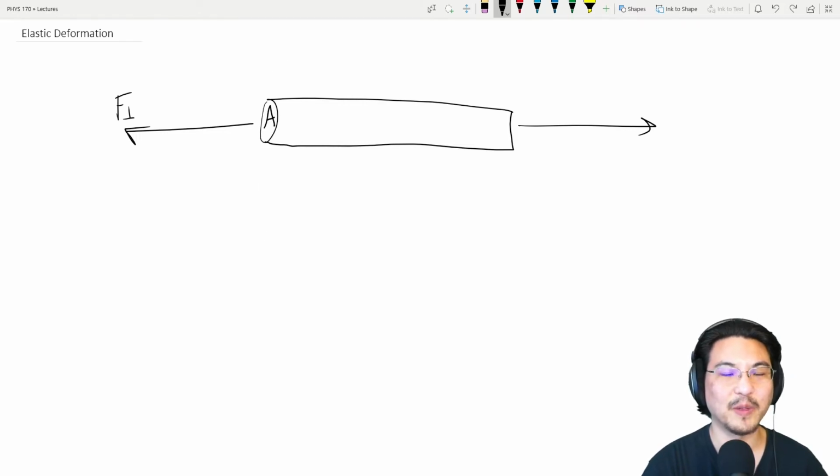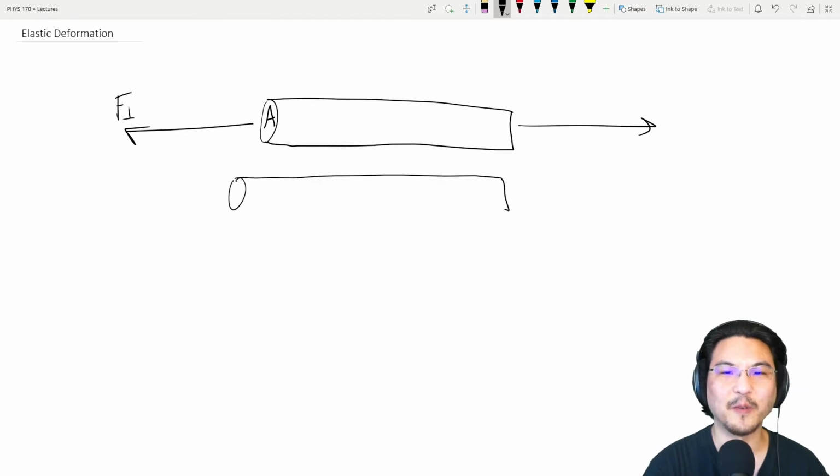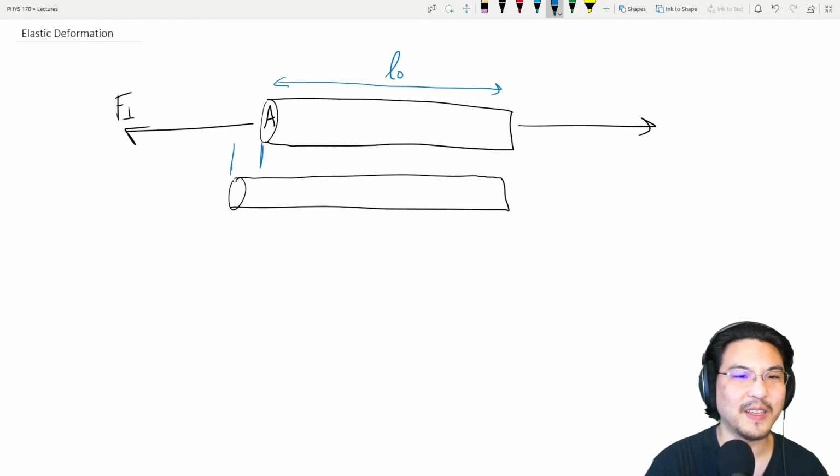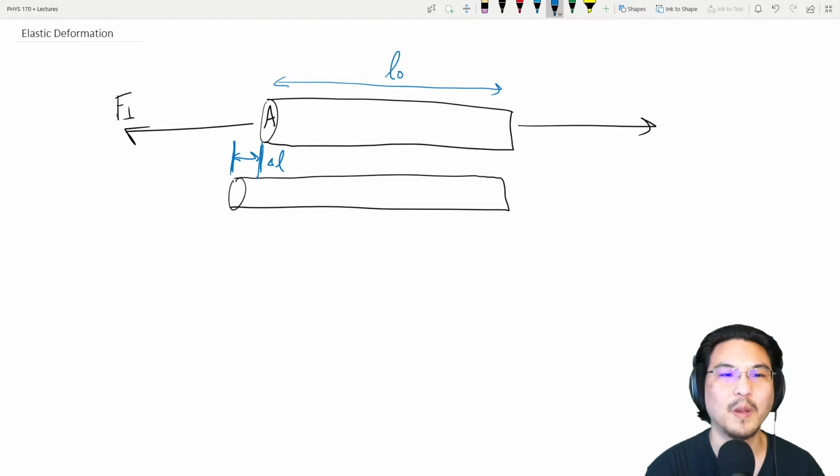And then when you apply this tension, the bar would deform, it would stretch. So the bar, its original length, I'll call it L0 for its original length, it would change. So there would be some change in length, delta L.